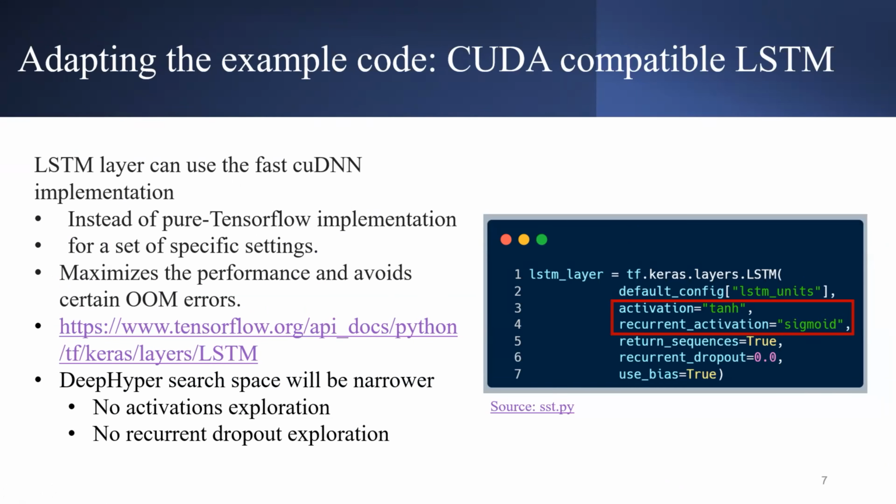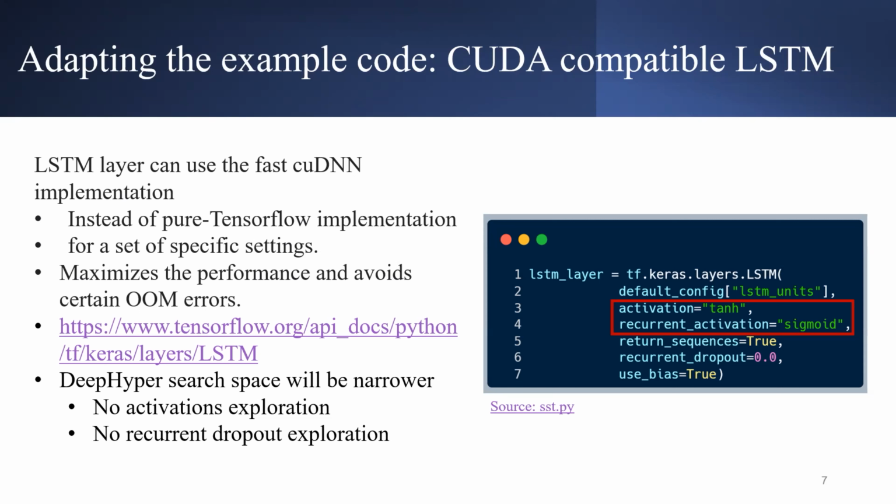One thing that changes is when you use LSTM with CUDA, you can actually exploit what's called the cuDNN module. It's CUDA's deep learning module that can speed up a lot of implementations. However, with the LSTM layer, a lot of functionalities are not supported. If you use this, it really maximizes the performance and you can avoid a lot of out of memory errors, but the DeepHyper search space will have to be narrower.